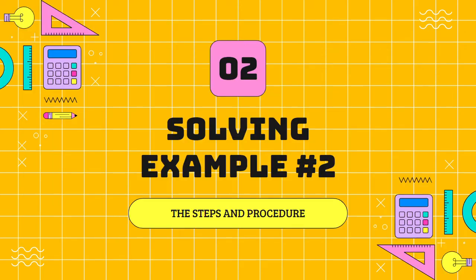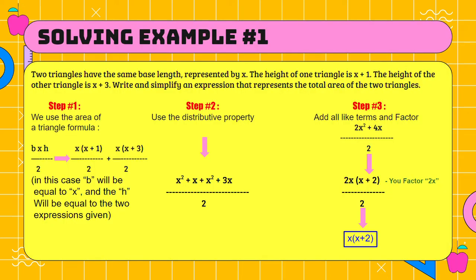Okay, if you understood that, you should be able to understand this question, number 2, no problem. Regardless, I'm going to go over the steps. So I'll just read the application problem again. Two triangles have the same base length represented by x. The height of one triangle is x plus 1. The height of the other triangle is x plus 3. Write and simplify an expression that represents the total area of the two triangles.